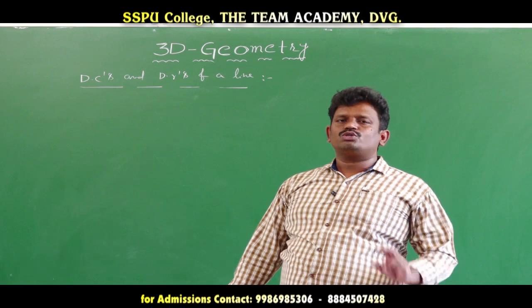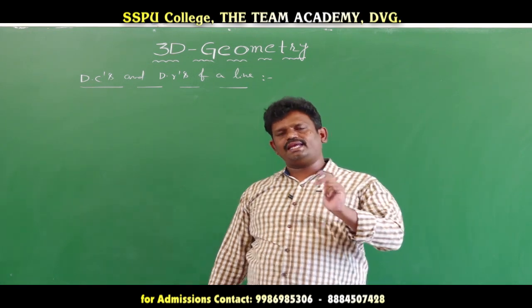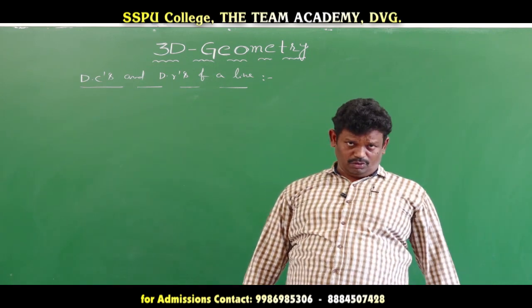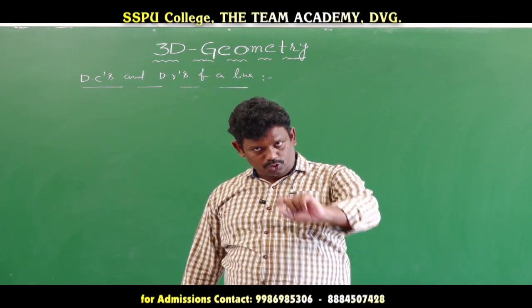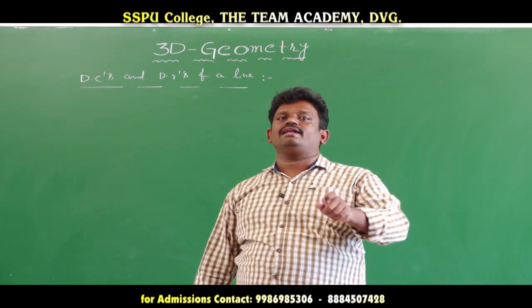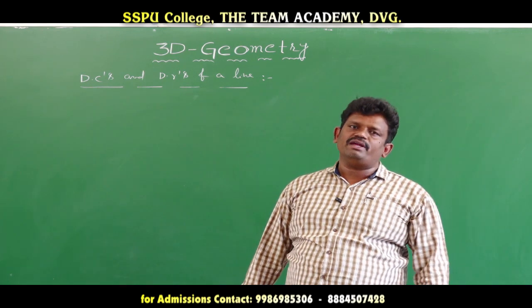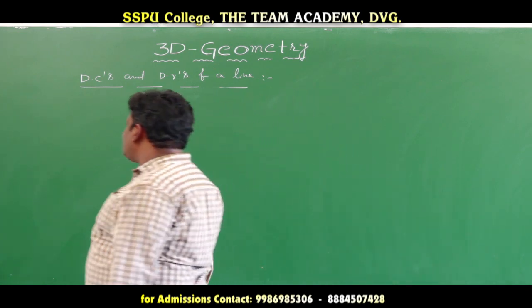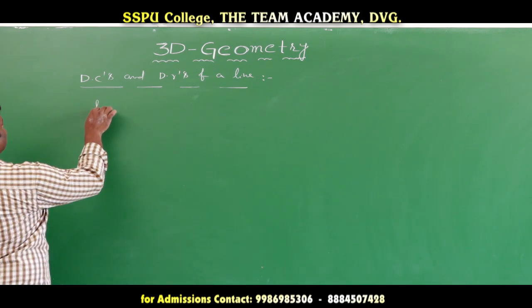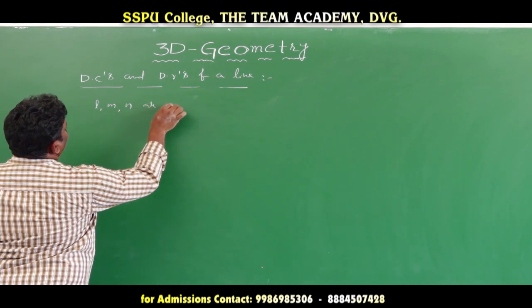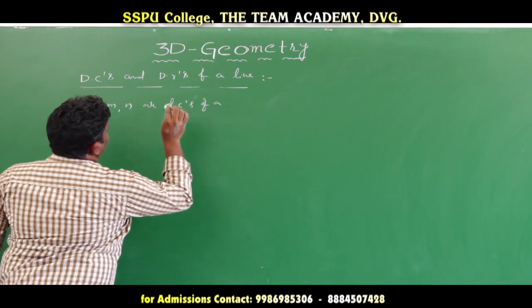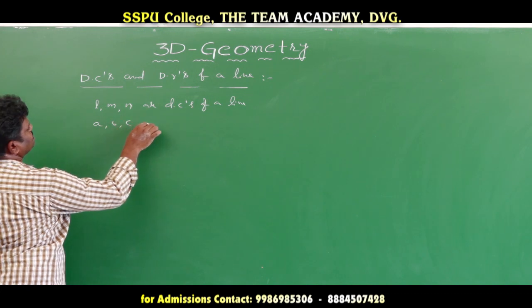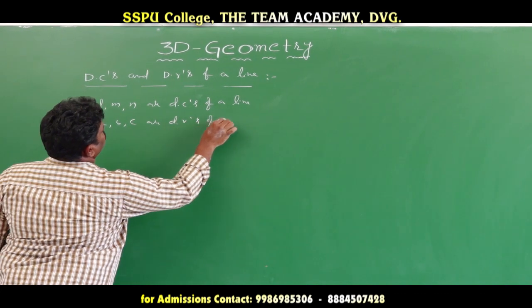My next definition: direction ratios. Any three real numbers that are proportional to the direction cosines of a line are said to be direction ratios of the given line. Generally, L, M, N are direction cosines of a line, and A, B, C are direction ratios of the line.